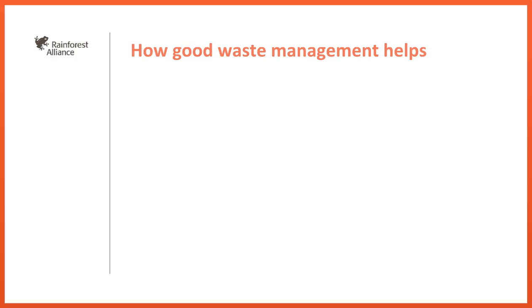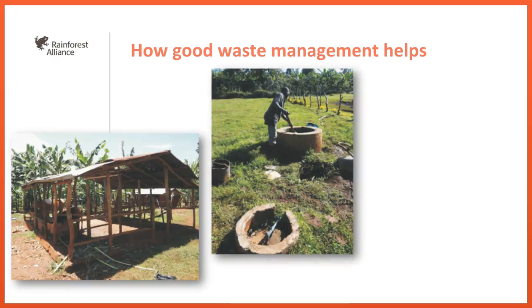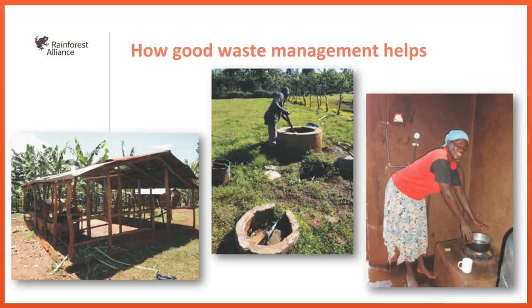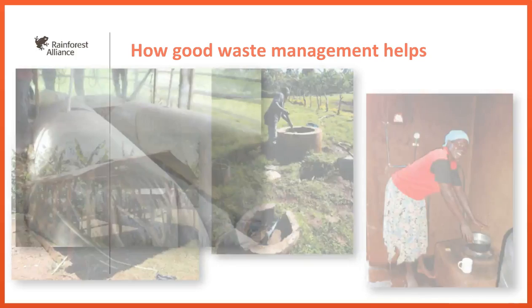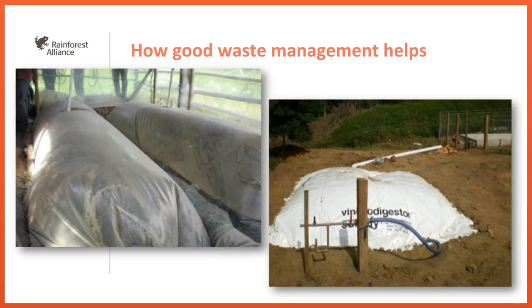Let us see examples. On this farm, cow dung is collected and used to produce biogas. Cow dung is no longer a source of greenhouse gas, but it now helps reduce the use of firewood for cooking. On these farms, biogas is produced on a bigger scale, using crop residue and waste from processing.